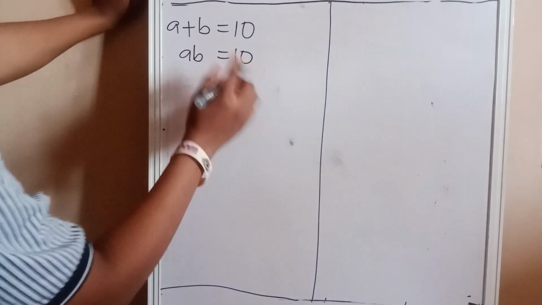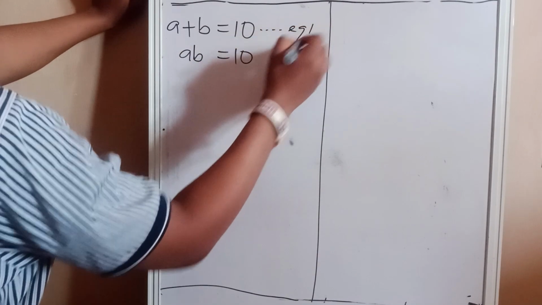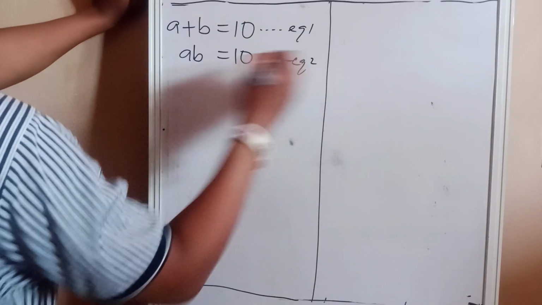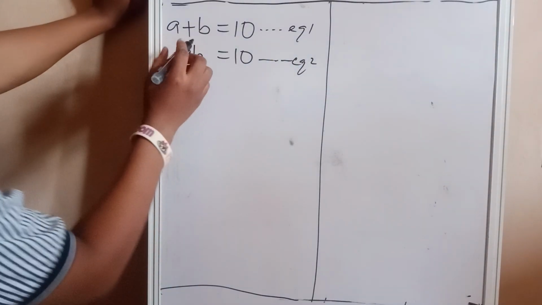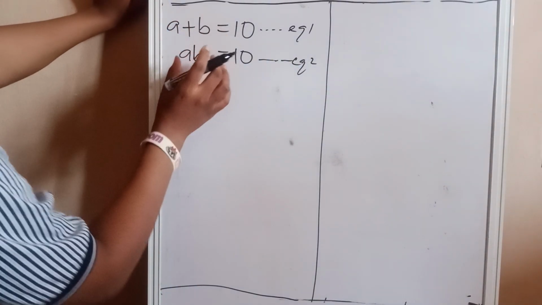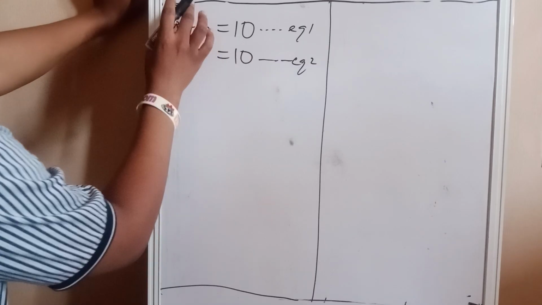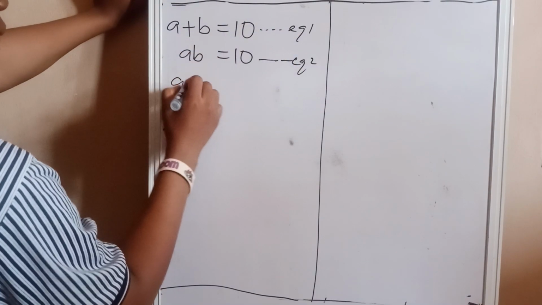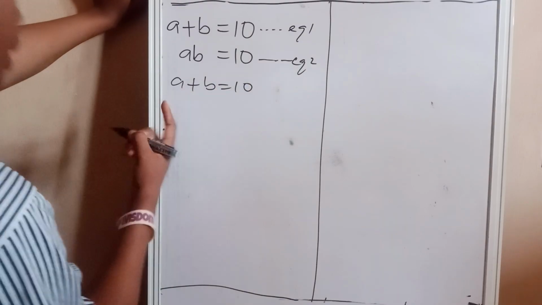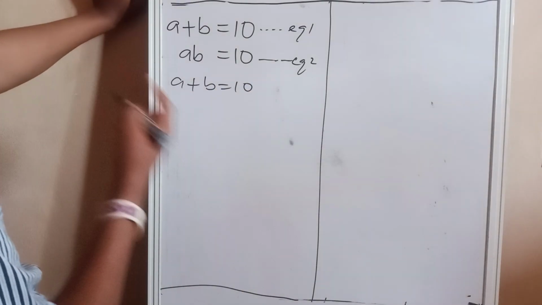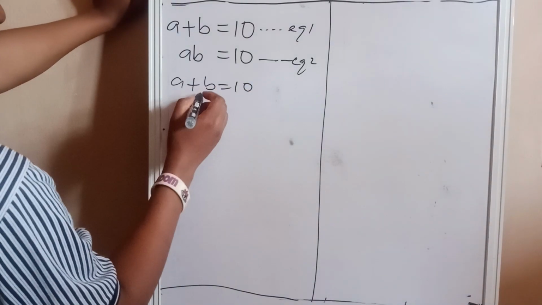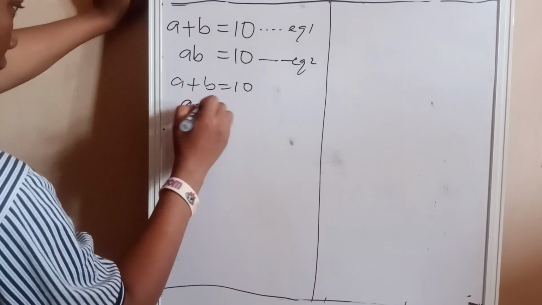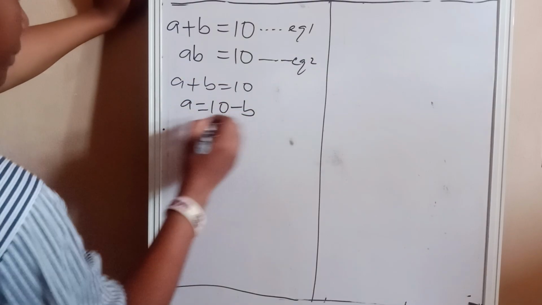To solve this equation, this is our equation 1 and our equation 2. Now we're going to make one of the alphabets the subject of the formula. I'm going to be using equation 1 to do that. So a plus b equals 10. I'm going to make a the subject of the formula, so I'm going to take b to the other side. So we have a equals 10 minus b.